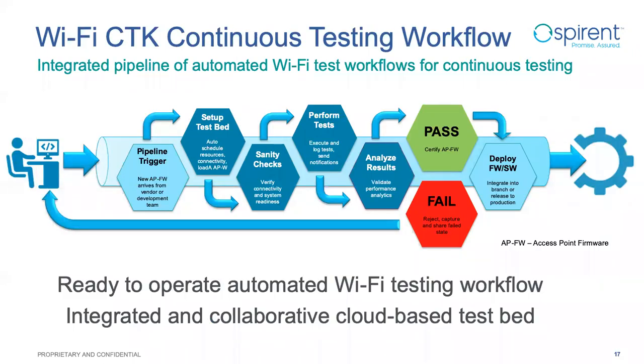And again, we looked at this pipeline. The CTK is meant to fit right into the pipeline that our customers already have. And this is a specific one. You can imagine the trigger: we get a new access point firmware. We set up the test bed with that new firmware. We do a quick sanity check to make sure that the system is up and ready. A simple example would be that I can reach the internet, and I can do some basic ping commands. Then I can do some performance tests, and I'll get some logs and notifications.